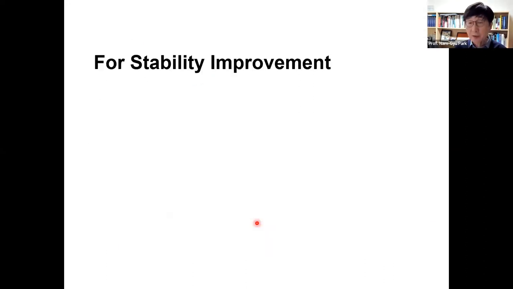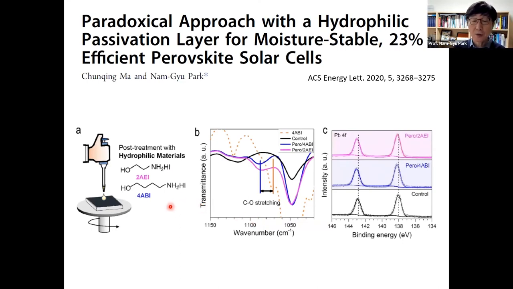And then for stability improvement, people usually use a hydrophobic passivation layer between the perovskite and the spiro hole conducting material. However, if you increase the long chain aliphatic material, then probably there is some problem in the hole injection from the perovskite to the hole conducting material because of the insulating layer. Therefore, we would like to reduce the carbon chain. However, we introduced two functional groups, hydroxyl and ammonium group. And then we found that the hydroxyl group can react with the surface of the perovskite layer.